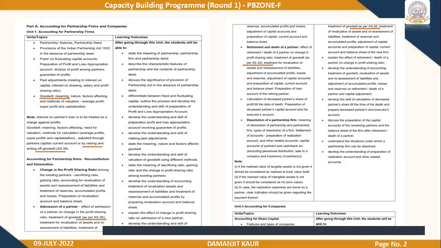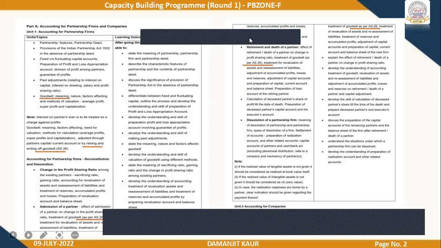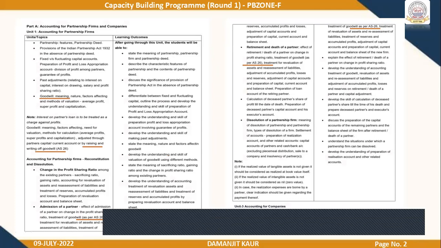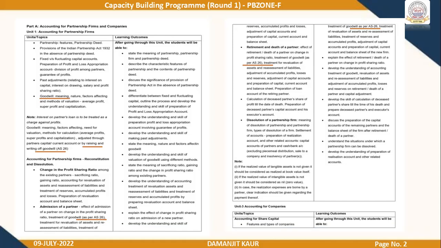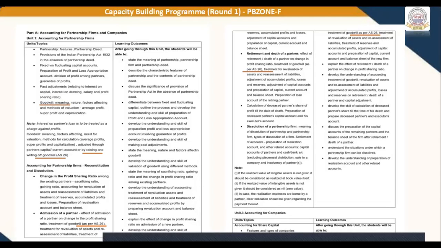If we have a look at the syllabus part, goodwill meaning is also added this time. This I also shared in the previous session. And if we come down in the notes, goodwill is to be adjusted through current capital accounts or by raising and writing off of goodwill. That means both the methods have to be followed as per AS 26. AS 26 is mentioned in admission and also at the time of retirement and death of a partner.